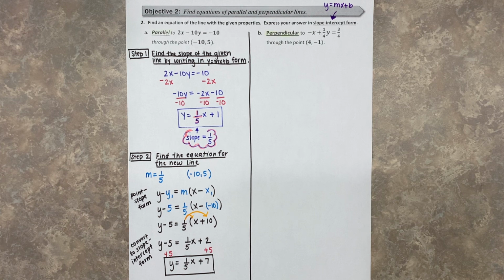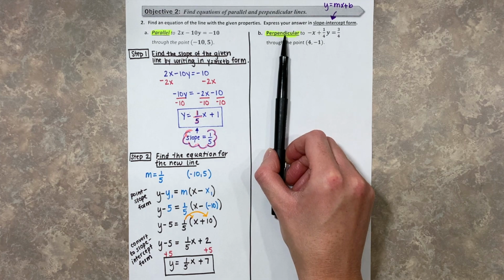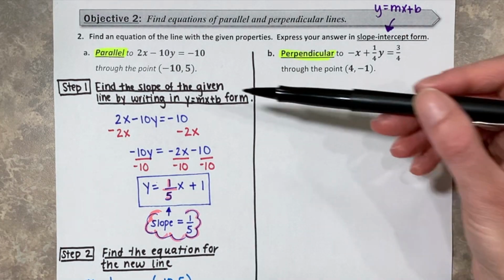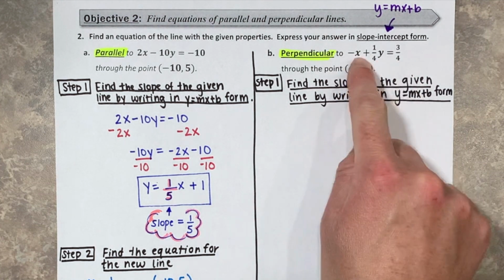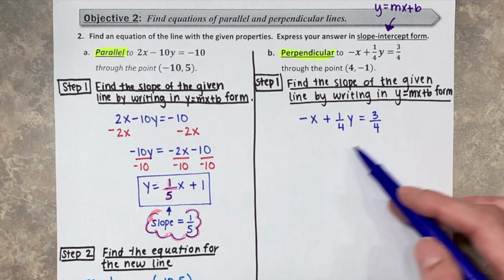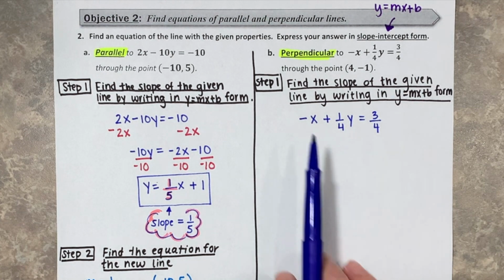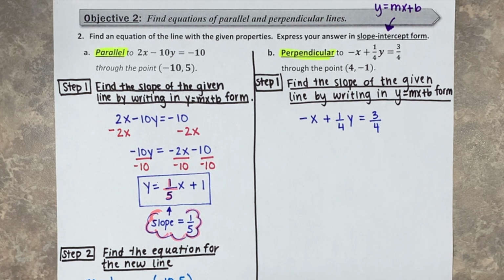For problem B, instead of coming up with a parallel line, we're going to come up with a perpendicular line, but we're going to proceed with the same two steps. In step 1, we need to find the slope of the given line by writing it in y equals mx plus b form. So I've started by copying down the given line. Now, to write this in y equals mx plus b form, there are multiple different correct approaches you could use, but the approach we've been practicing is to multiply by the LCD over 1 to get rid of the fractions. So that's the approach I'm going to show here.